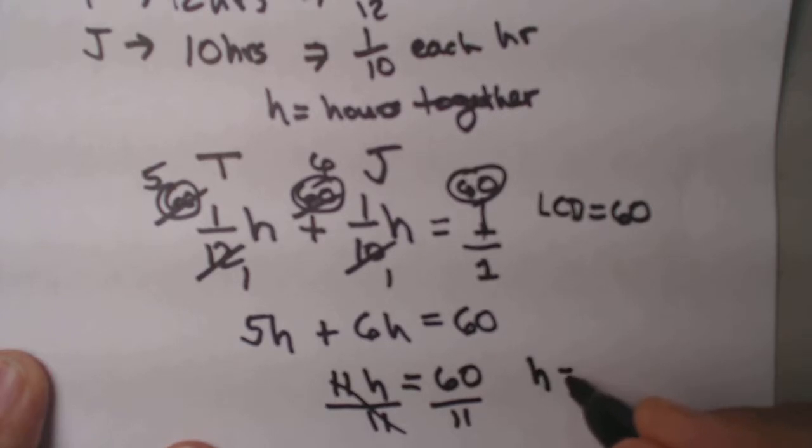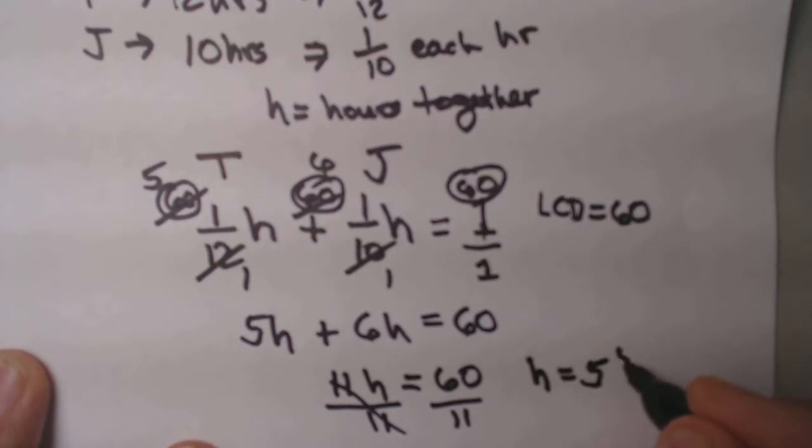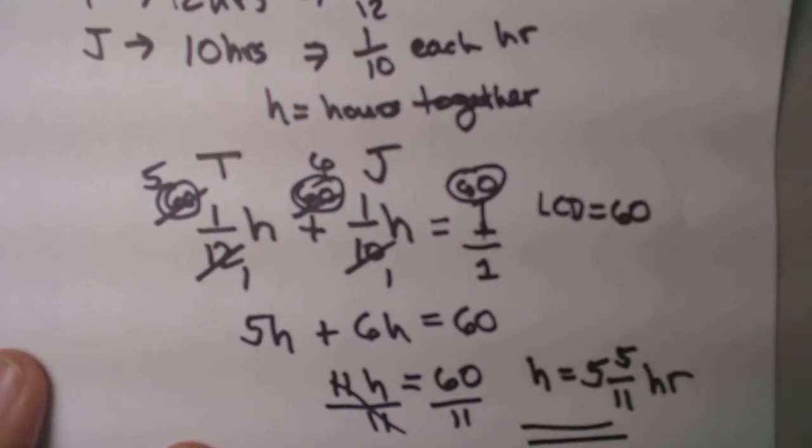So the number of hours here equals, let's see, 11 goes into 60 5 times. There's 5 parts left over. So 5 and 5/11 hours. Okay, that's how long it would take the two of them working together. Okay, that's the correct answer.